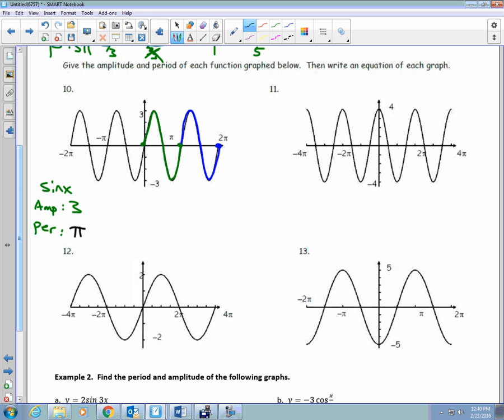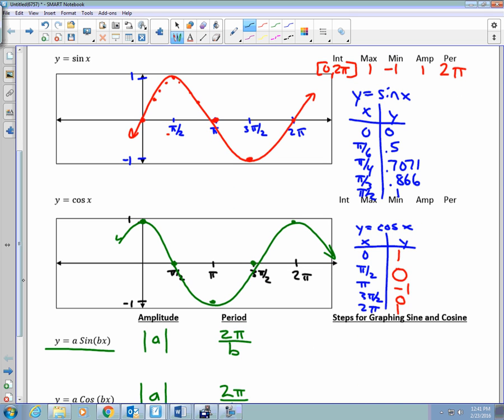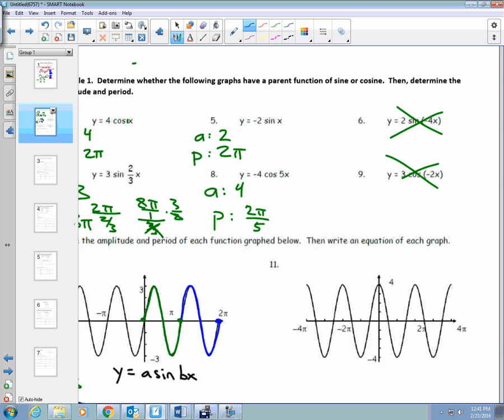Now, in order to write an equation, you need y equals a times sine of bx. We know that the a value is going to be 3. Question. Because it starts at 0, whereas this one starts up at 4, so that will be a cosine. Because sine from our parent function says it starts at 0, and cosine doesn't. Good question. Thank you for asking.